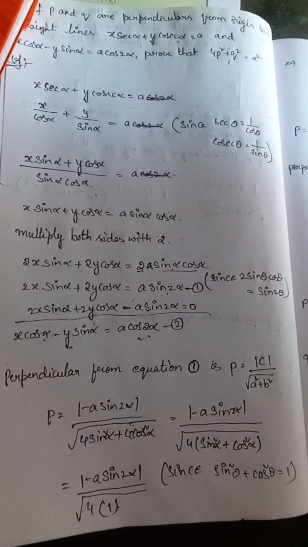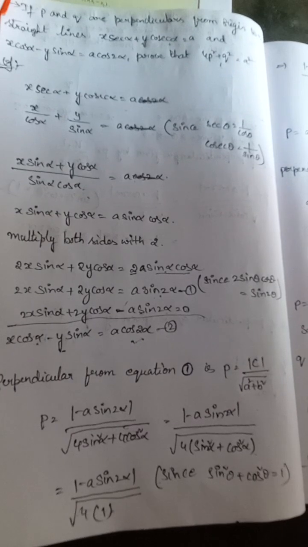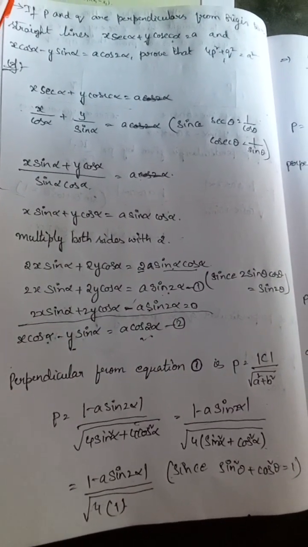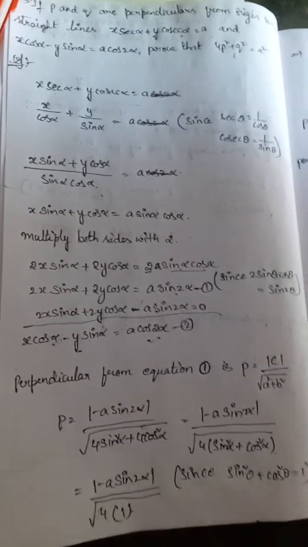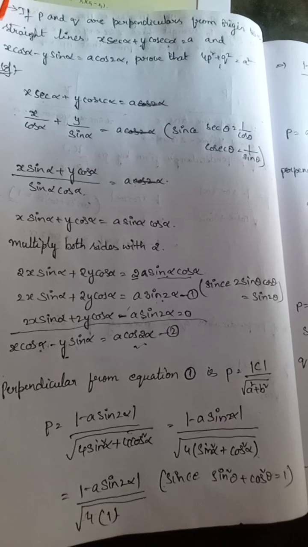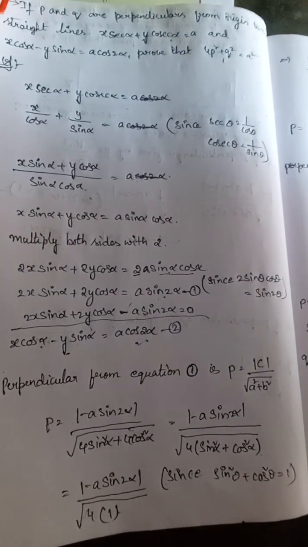This is Anupama. In this video, I'm going to solve a problem from straight lines. The question given is: if P and Q are perpendiculars from the origin to the straight lines x secant alpha plus y cosecant alpha equals A and x cos alpha minus y sin alpha equals A cos 2 alpha, prove that 4p square plus q square equals A square.